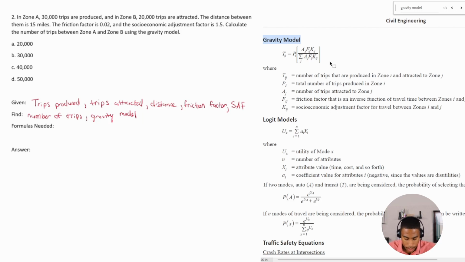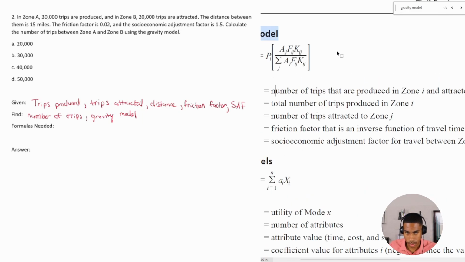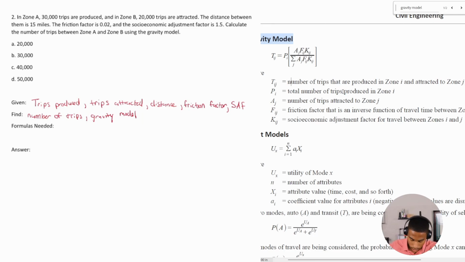I'm going to use a different color just for the fun of it. So let's start by writing this formula out, and I'll write out my variables just to share this information with you. In this case, the Pi, the total number of trips produced in zone I, would be 30,000.